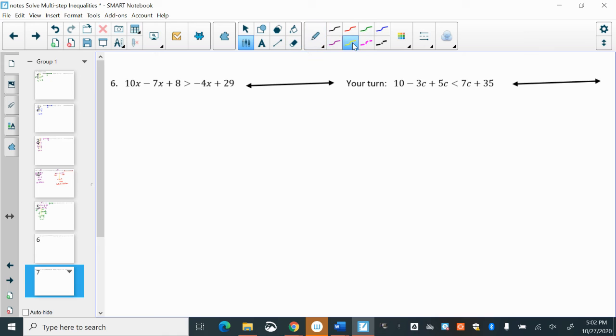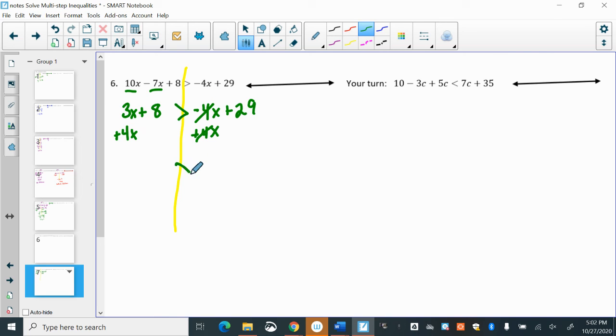This last problem here, we're just going to start combining up like terms. Let's get a good color. Let's do green. These are on the same side of the wall. If they're on the same side of the wall, we just do a combination of like terms. So that's going to get us 3x plus 8 is greater than minus 4x plus 29. I want to keep my variables positive, so we're going to go ahead and add 4x. What you do to the right, you do to the left. Opposites cancel. We're left with 29 on the right side.